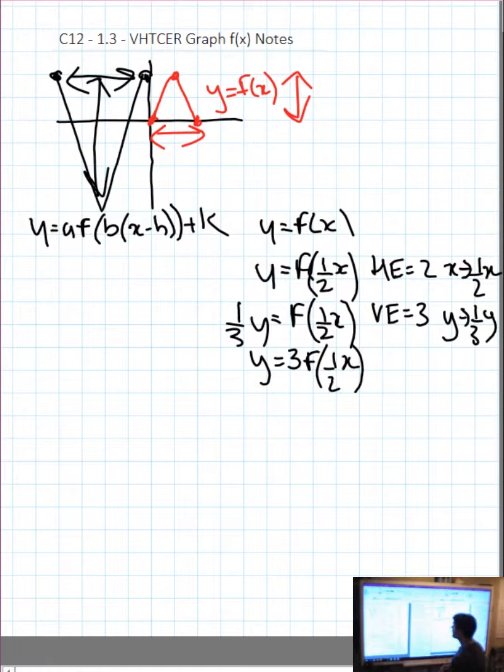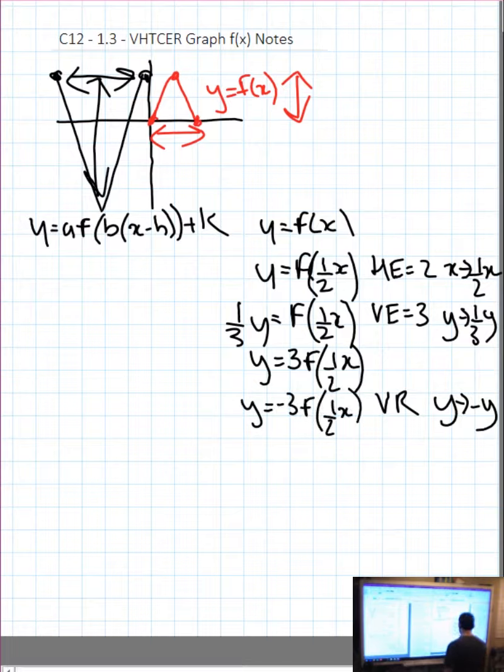So now I ask myself any reflections, and yes, I can see that I have a vertical reflection. And in the notes, you can see that I've taken a y and I've put negative y in for y. But then divide both sides by -1, and y just equals negative of what we had. So in the notes, you can see multiple steps, but sometimes we're going to be skipping a few of those steps.